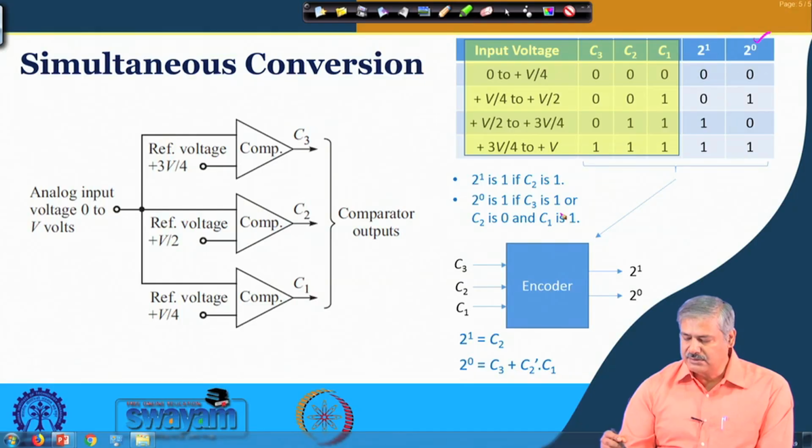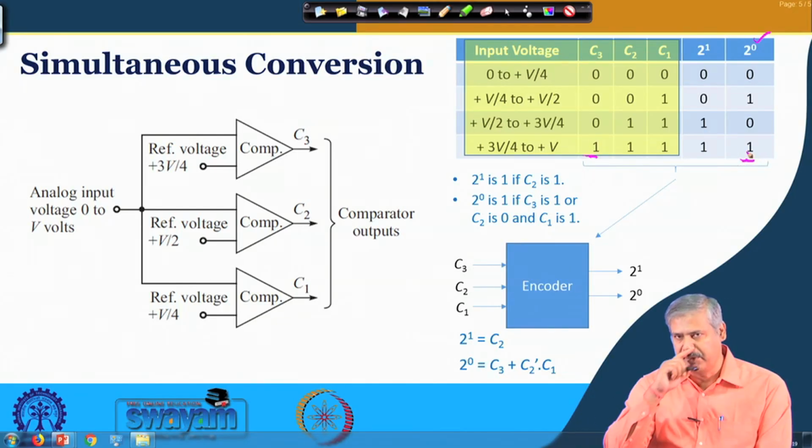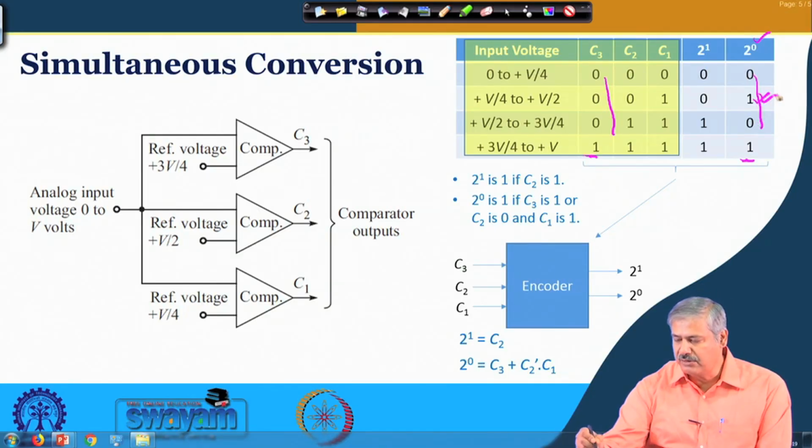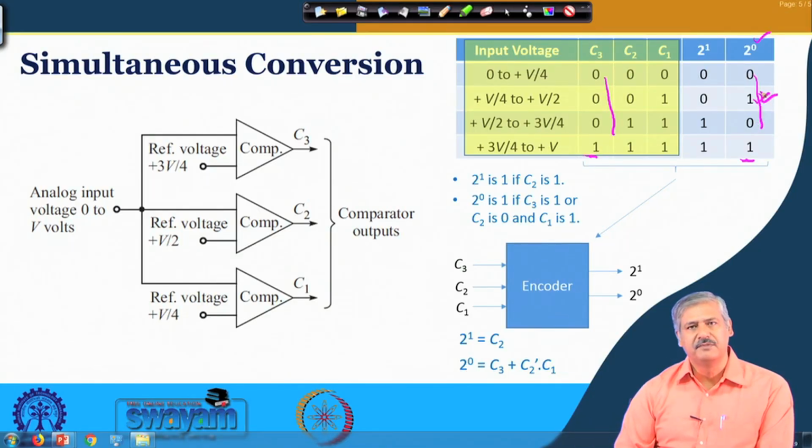Is it fine? Okay. Now, for 2 to the power 0, this output, what we can see is, if C3 is 1, so this is 1. When C3 is 0, it is not always 1, whenever it is becoming 1, it is becoming 1. When C3 is 0 in these cases, we have to see some other relationship by which we have to figure out this particular one which is existing.